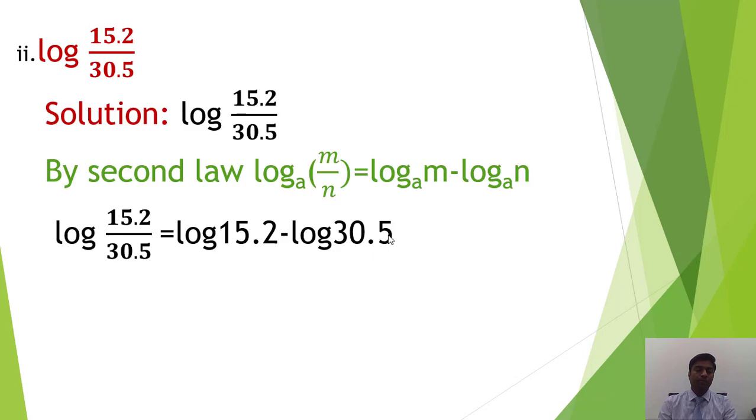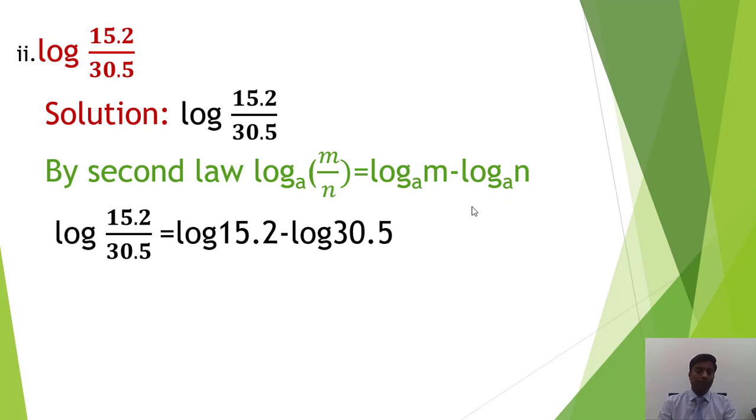Solution. Log 15.2 divided by 30.5. By second law, log m divided by n to the base a is equal to log m to the base a minus log n to the base a. That is, the log of quotient of two numbers can be written as the subtraction of two logarithms.